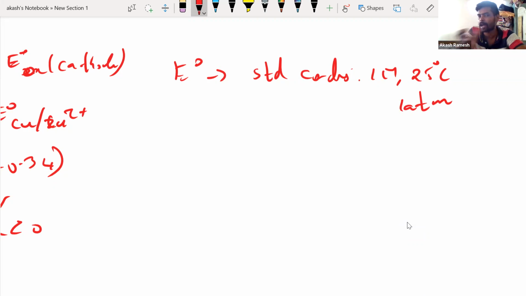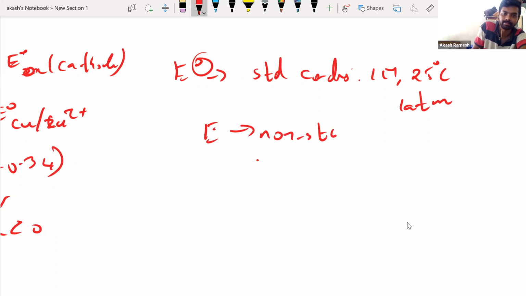What if I move away from this? What if I take 2 M, and I do this at 30 degrees Celsius, and the pressure of some gas is, say, 2 atm? At that time, I will not be able to use this E naught. All I'll write will be E. That means non-standard.